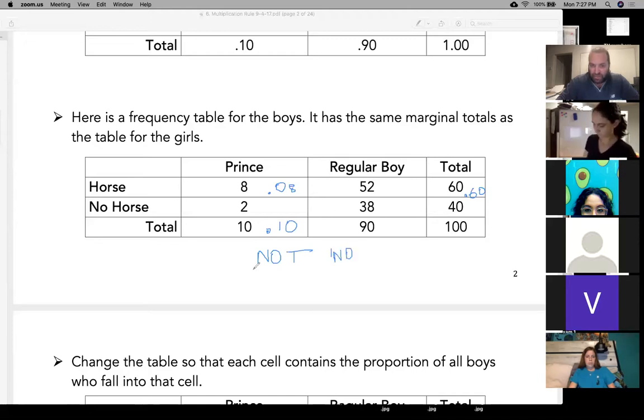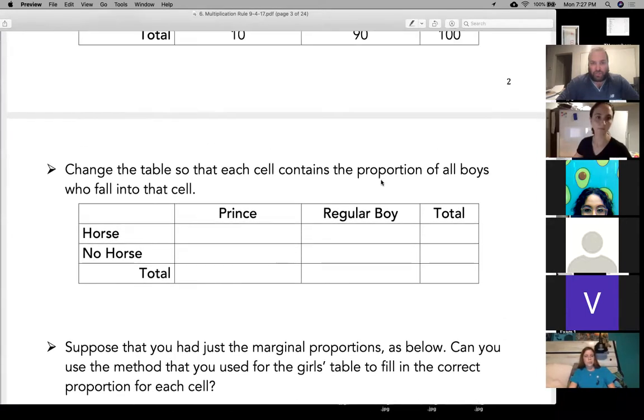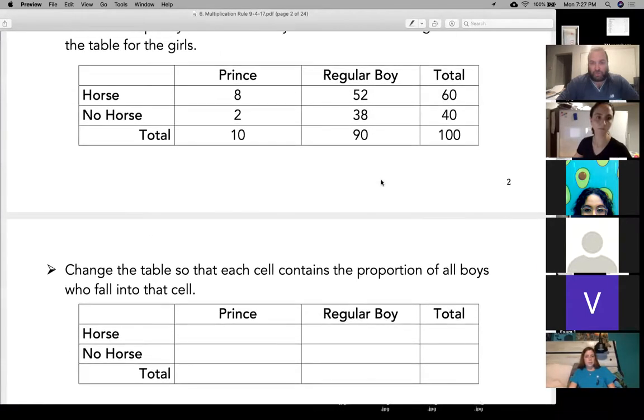So then it says in the next slide, change the table so that each cell contains the proportion of all boys who fall into that cell. I can't scroll down and keep the screen share going, I'm sorry about that, but it says here, change the table so that each cell contains a proportion of boys who fall into that cell.